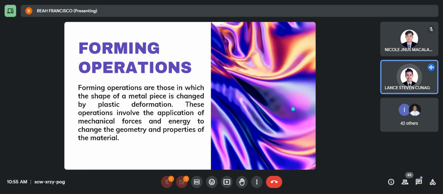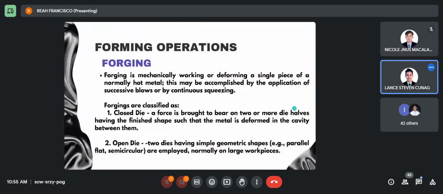Next slide, please. So forging. Forging is mechanically working or deforming a single piece of a normally hot metal. This may be accomplished by the application of successive blows or by continuous squeezing. So forgings are classified as one, we have the closed die. A force is brought to bear on two or more die halves, having the finishing shape such that the metal is deformed in the cavity between them.